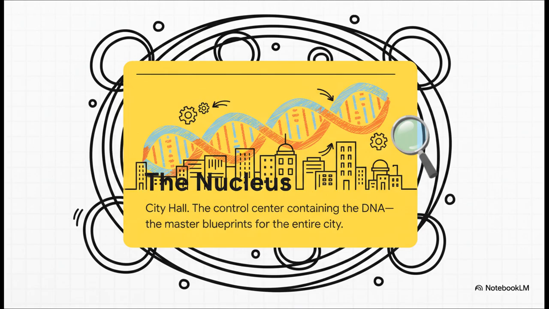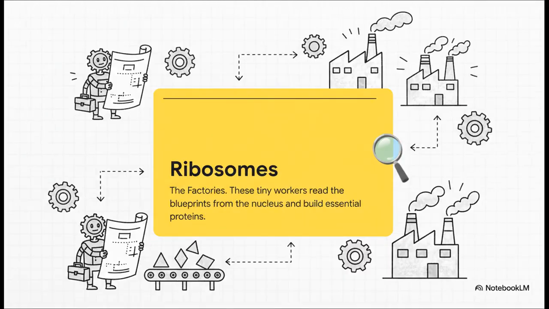And you can think of the DNA as the master blueprints for, well, everything the city needs to build and everything it needs to do. Now, blueprints are great, but they're pretty useless if you don't have anyone to actually read them and build stuff. And that's where the ribosomes come in. These guys are the city's factories. They're these tiny little workers that get the instructions sent over from the nucleus, and they just start cranking out the cell's most crucial products, proteins.